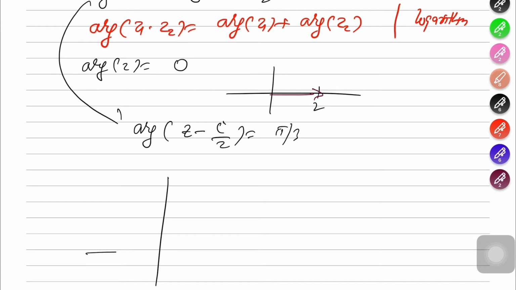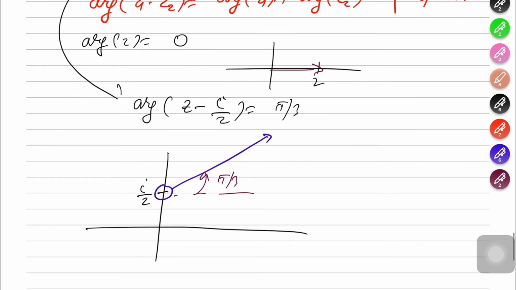That clearly means it represents a ray originating from i by 2, okay, at angle pi by 3. So this is the angle pi by 3. I emphasize again, z equal to i by 2 will not be included in the locus. Okay, that's why I have made it a hole.